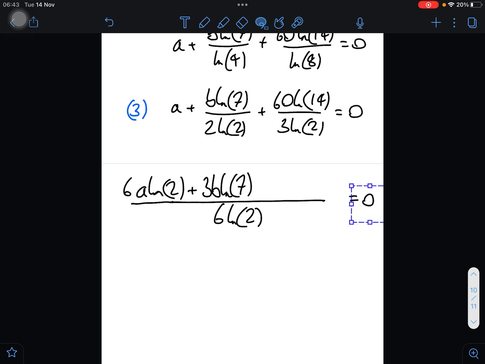Going to need even more space than that. And then 60, I could have split that into 20. I might actually do that, just saves me a little bit of time. 20. Therefore, I won't need to times by 3 here. Therefore, I won't need 6 on the bottom. I'd only need 2 ln 2.